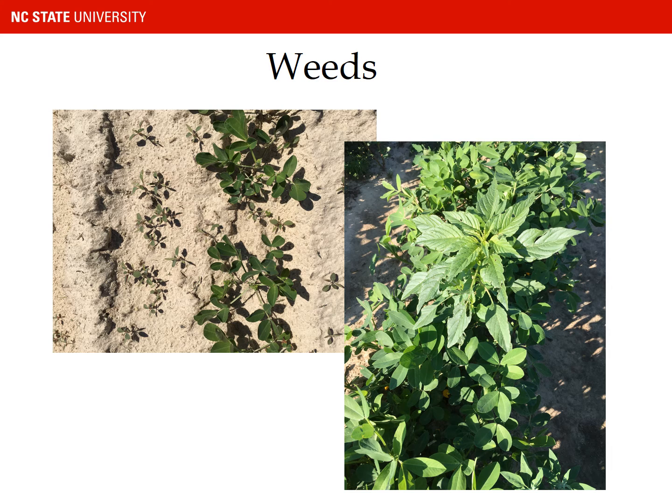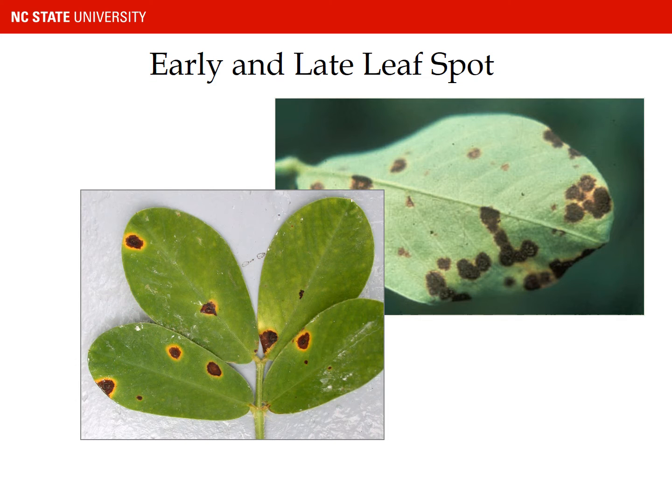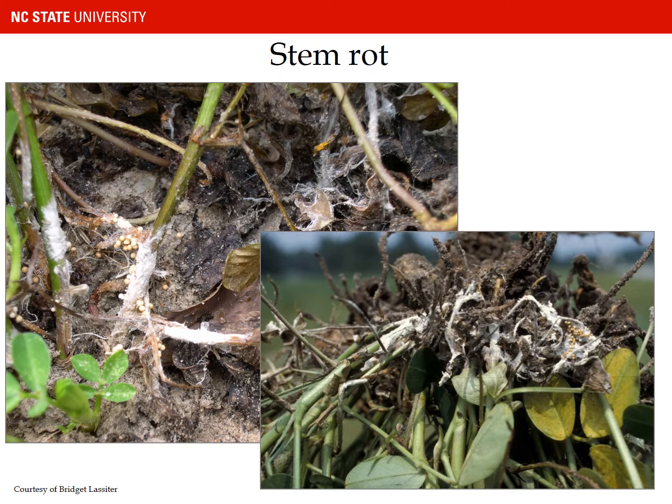So for peanuts, focusing back on that, we do have a lot of weeds. Here's an example of Palmer amaranth. That's a big issue with peanuts. Early and late leaf spot: farmers tend to get on a usually 5 spray program, spraying every 2 weeks in July and August and into September.